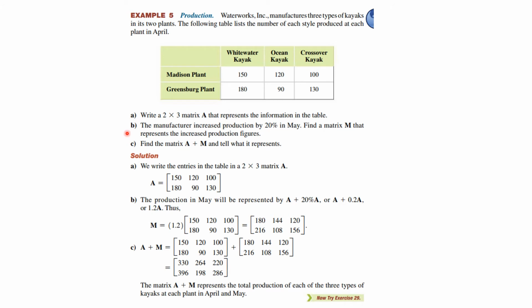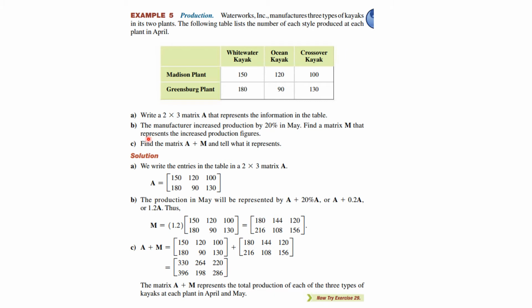Let's talk about an example. You have a company that makes 3 types of kayaks. These are like little canoes. And they make them at a Madison plant and a Greensburg plant. A matrix provides you an easy way to store this in a computer. All the information in the table is represented this way. You're only storing these numbers in the computer.